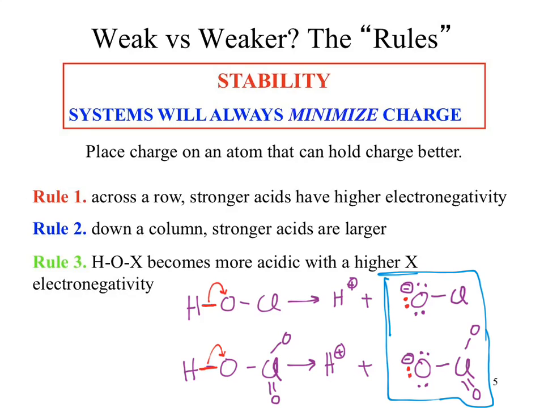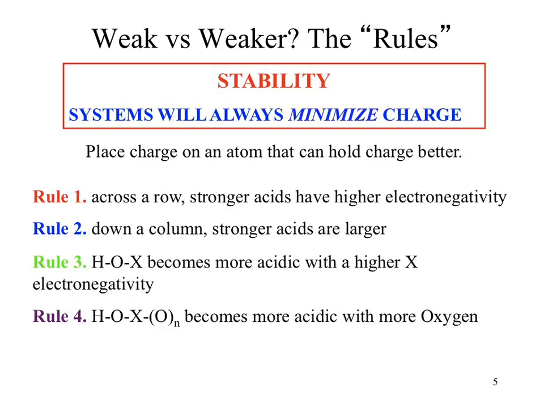Okay? So we can star that. Our bottom one is our stronger acid. What's the rule, and why did I actually skip off the negative here? Rule 4. HOXO to the N number becomes more acidic with more oxygen. So the larger that N number becomes, the more acidic it becomes. N bigger equals more acidic.